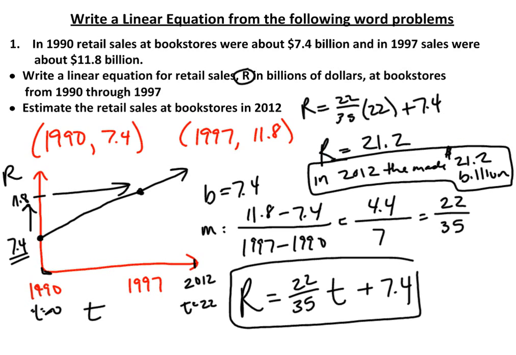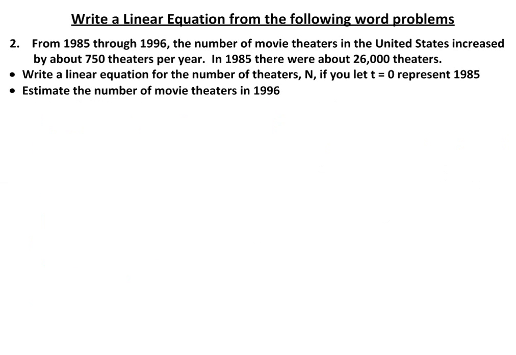Okay, try one more and then we'll be done. So from 1985 through 1996, the number of movie theaters in the United States increased by about 750 theaters per year. In 1985, there were about 26,000 theaters. All right, so I can see one ordered pair. Here's my information, my input and my output. If I input my year, my independent variable, because this just happens on its own, the dependent variable, our y, depends on what input we put in. That's why we have independent and dependent variables.